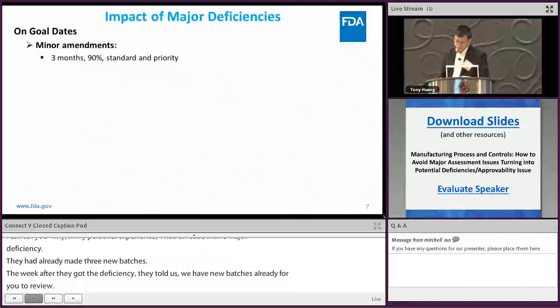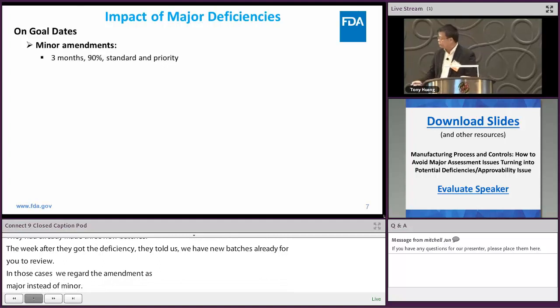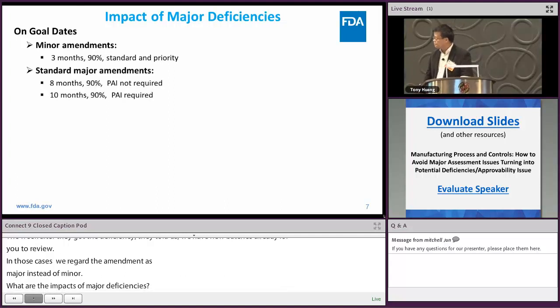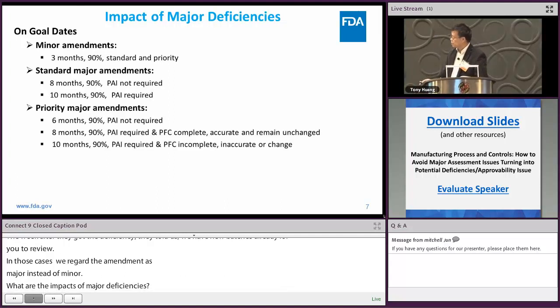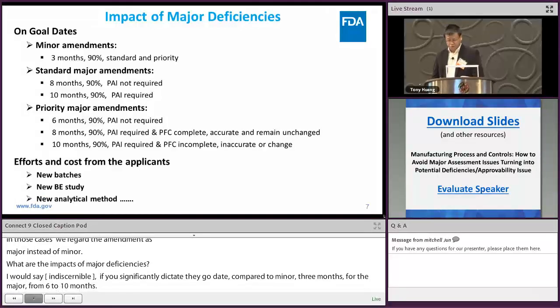Okay, so what are the impacts of major deficiencies? I would say all of them are negative. One is that it will significantly delay the go dates compared to minor, which only requires 3 months. For the major amendments, it ranges from 6 to 10 months, depending on whether PAI is required or not. And also think about yourself, the efforts and costs.